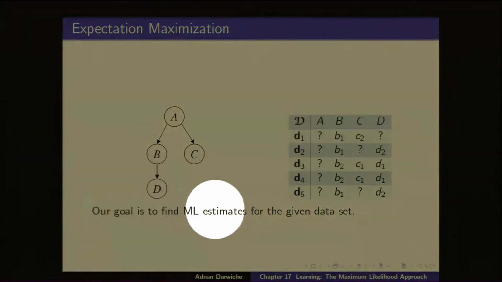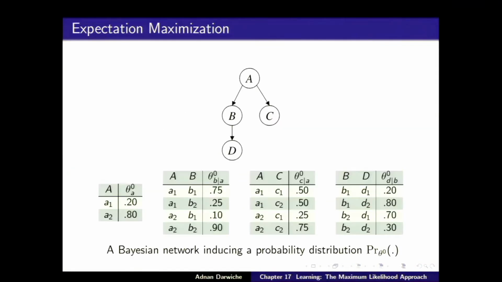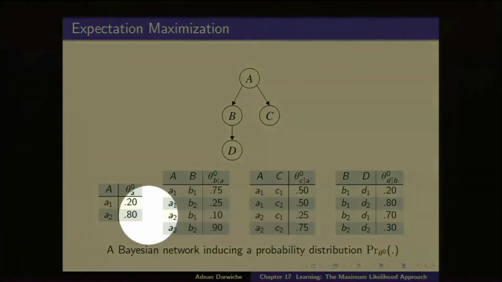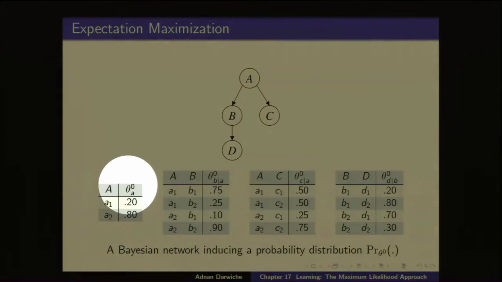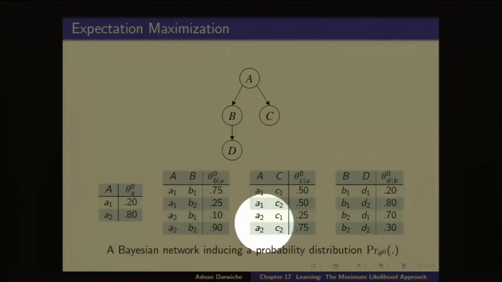Our goal is to find maximum likelihood estimates for the given data set. And the way this algorithm works is you initially guess your parameters. And that's what we've done here. So we initialized our parameters to these. And you can see the notation here, theta, the subscript is 0. That is the parameters at iteration 0. So let's say random for now. They don't look random, but let's say random.